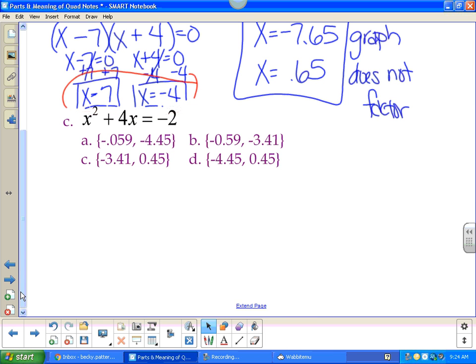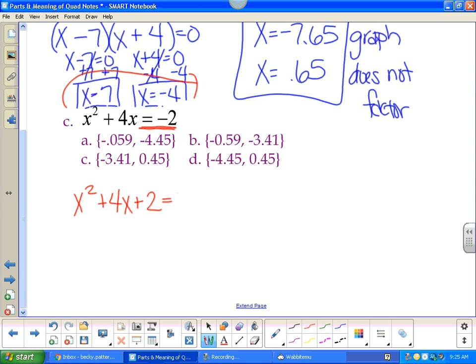So if we look at this one, and it's multiple choice, I'm looking at my answers, and all my answers are ugly. That means I don't even need to try to factor this, because if it factors, I'm going to get cute answers like I did in A. If it doesn't factor, I'm going to get ugly answers like I did in B. But I do need to deal with the fact that this is not equal to 0. So I'm going to add 2 and get them equal to 0.